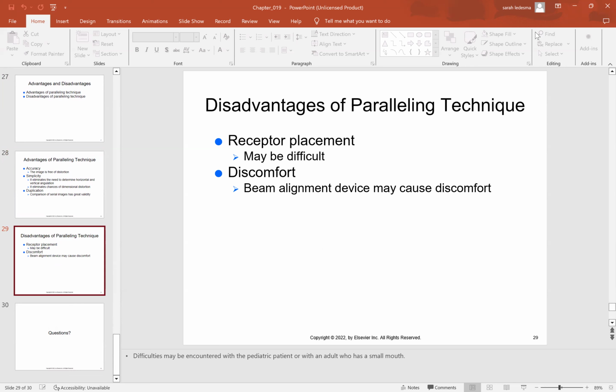Disadvantages include receptor placement may be difficult and may be uncomfortable for some patients. This concludes our lecture.